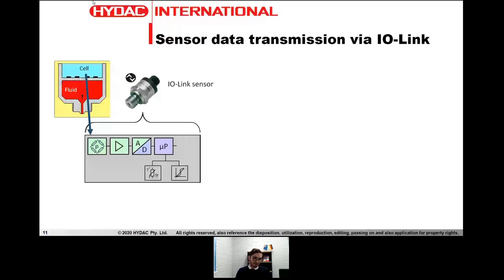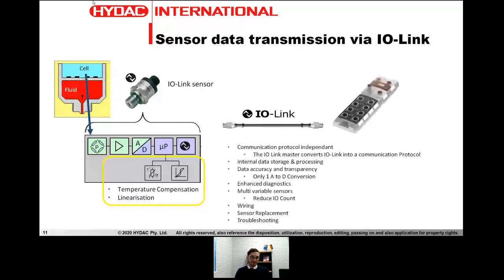But you can have a look in terms of how the sensor reads the real-world value. It's the same. It goes through the pressure port, the cell, the Wheatstone bridge, the amplifier. We still need to convert the analog to digital to go into the microprocessor. We still apply temperature compensation and linearization. So all that is the same, but the last part is the way we transmit that information to the PLC. We're using a communication chip or an IO-Link protocol to send that signal to the PLC, but that'll go through what we call an IO-Link master, for example, and I'll go into a bit more about that.